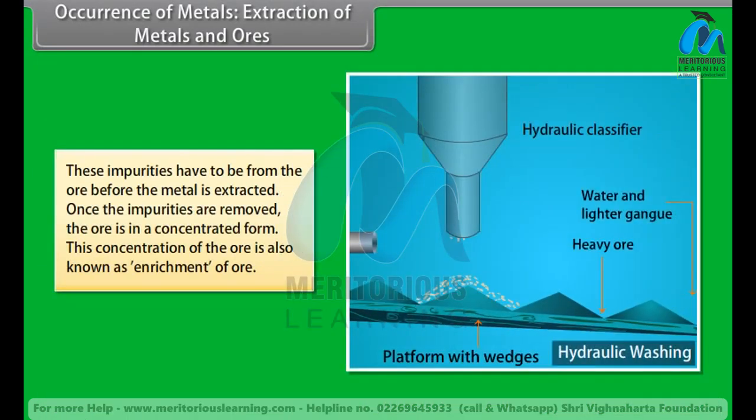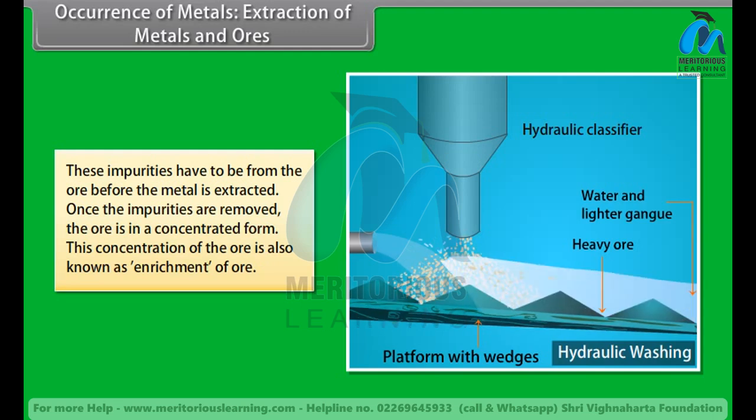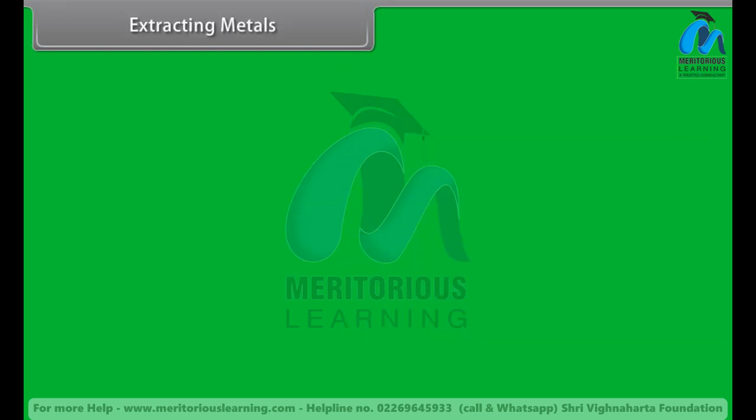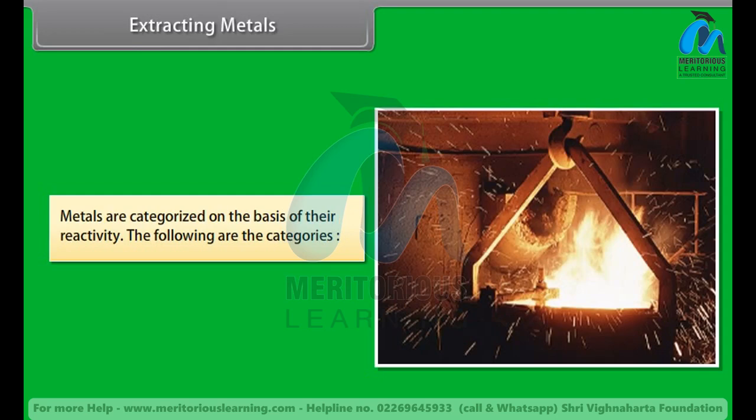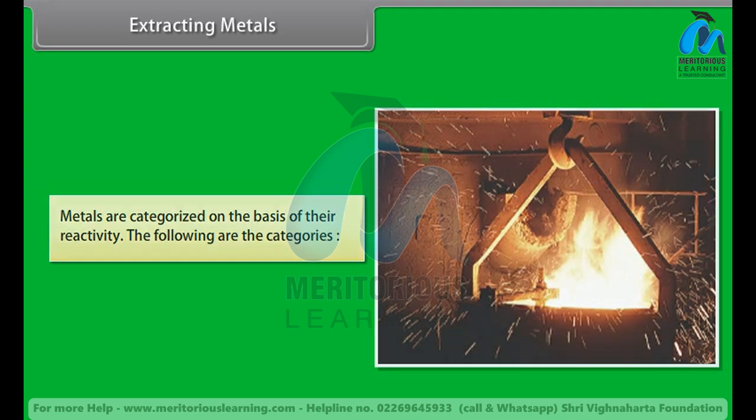These impurities have to be removed from the ore before the metal is extracted. Once the impurities are removed, the ore is in a concentrated form. This concentration of the ore is also known as enrichment of ore. Extracting metals. After the metals are separated from their ores, they are classified based on their reactivity. The following are the various categories of metals grouped as per their reactivity.